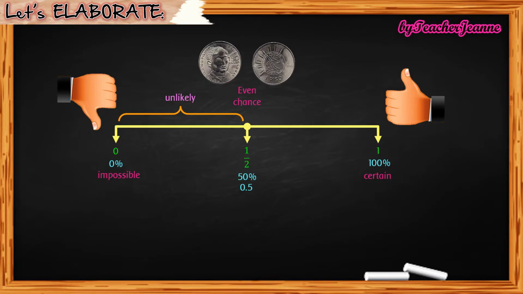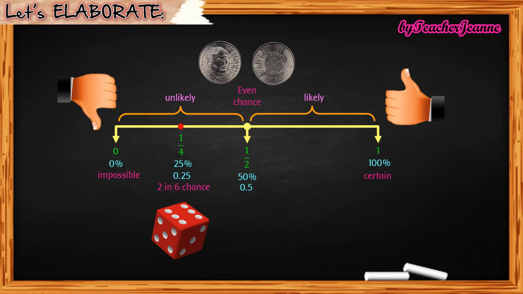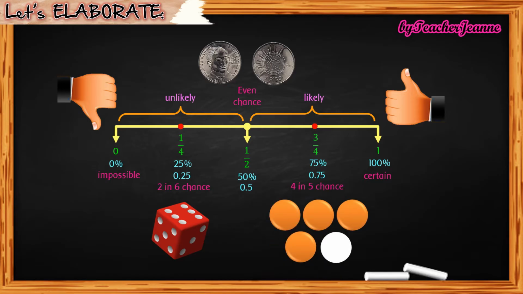An event between 0 and 1/2 is unlikely to happen. Remember, the closer it is to 0, the more unlikely the event is to happen, or that is considered less chance. For example, the probability is 1/4 or 25% or 0.25, or we also consider 2 in 6 chance. While if the event is between 1/2 and 1, the event is likely to happen. The closer it is to 1, the more likely the event is to happen, or we have the bigger chance. For example, the probability is 3/4 or 75% or 0.75, or we also consider 4 in 5 chance.